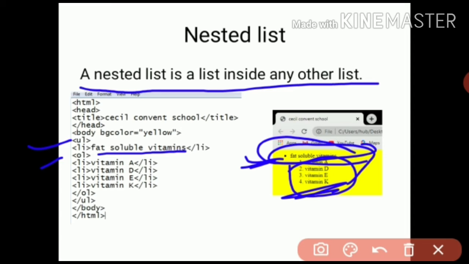After that we have to write OL and then specify the different values, and it will show us the output as the ordered list. So when we want to show a list within a list, we have to use the nested list formation.